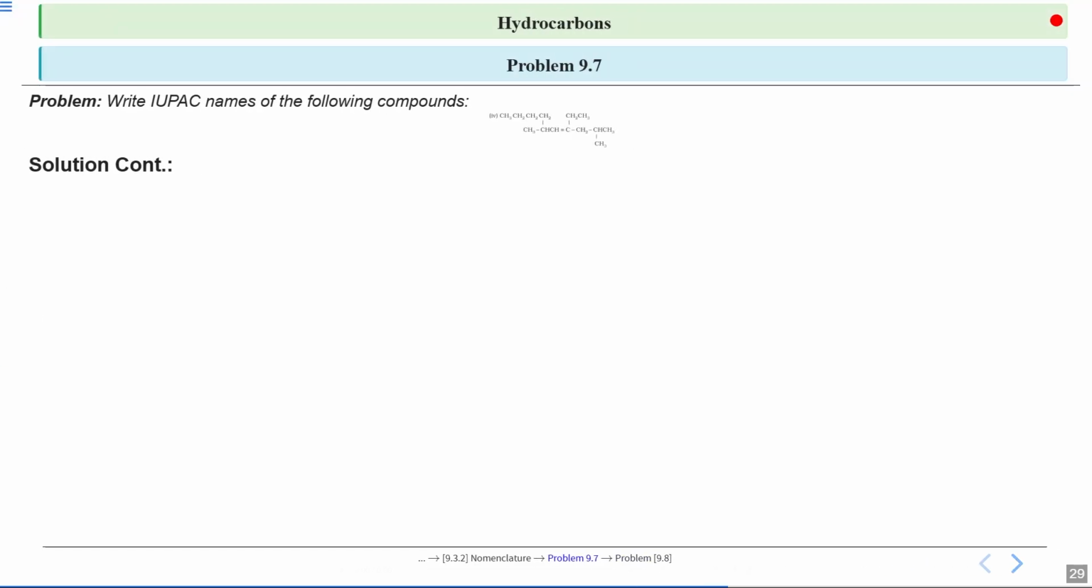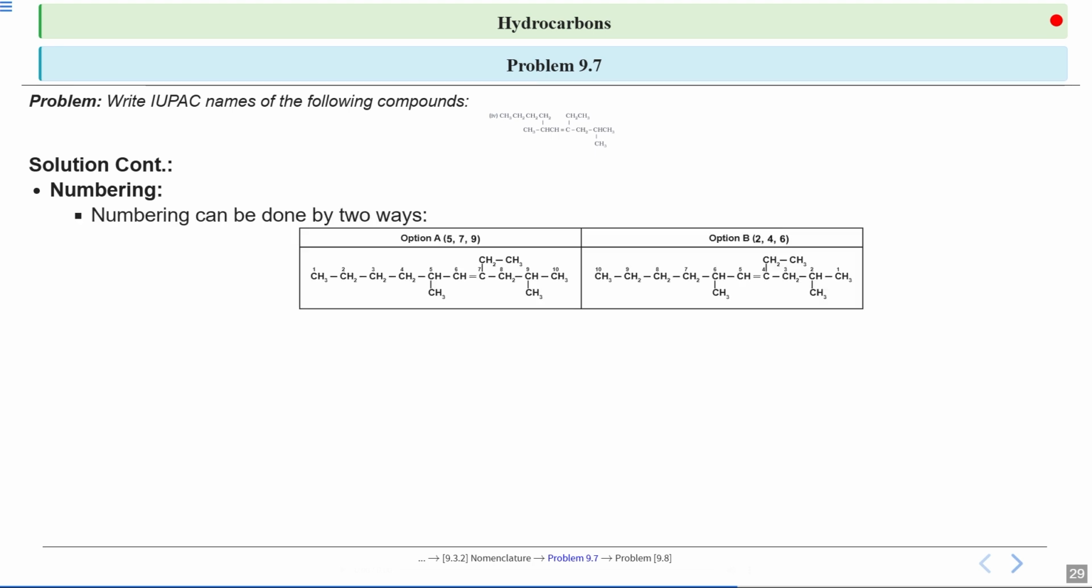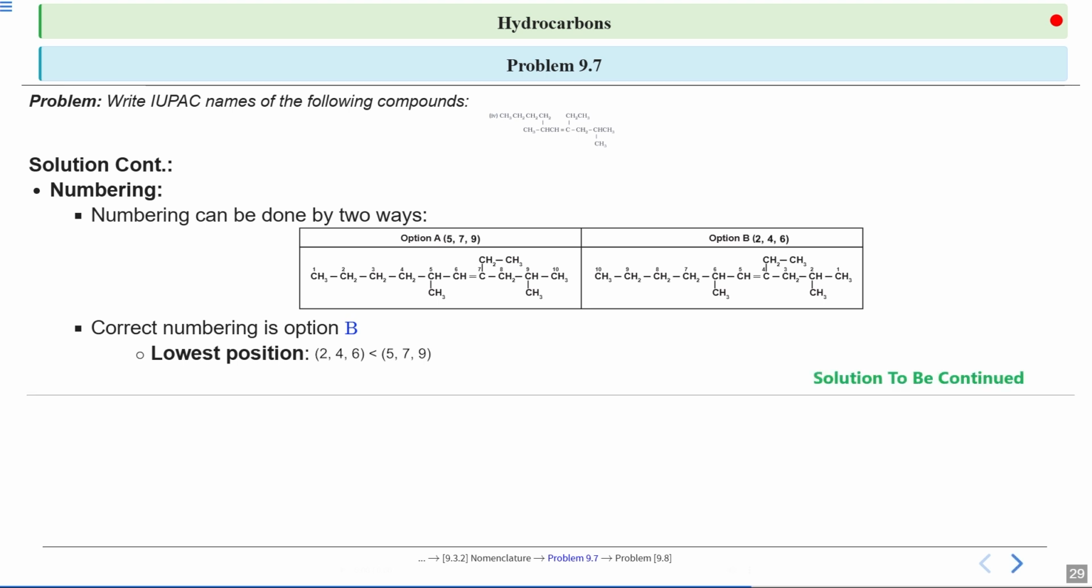Next, we are concerned with the numbering part. What are the possible ways of numbering this compound? In the first option, the possible numbering is 5, 7, 9. In option B, the numbering is 2, 4, 6. So these are the two possible numberings. The correct one is option B. Why? Because the sum of 2, 4, 6 is less than the sum of 5, 7 and 9.